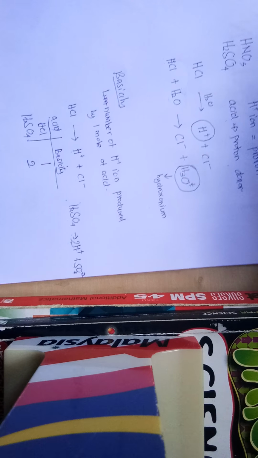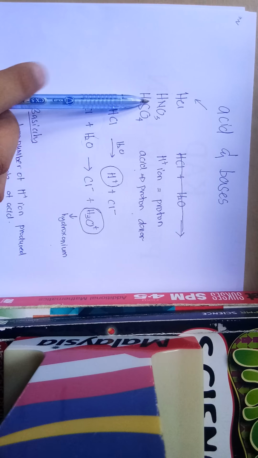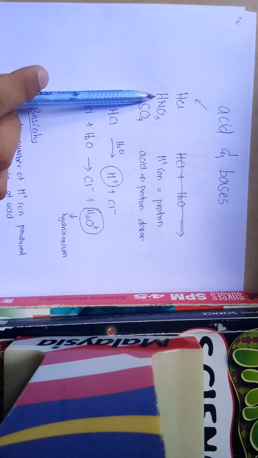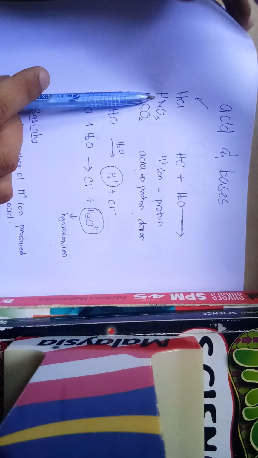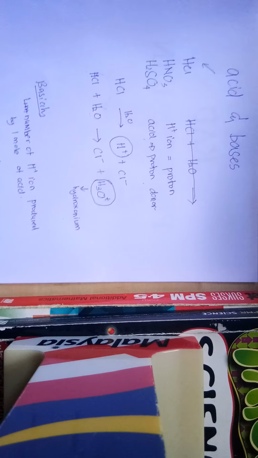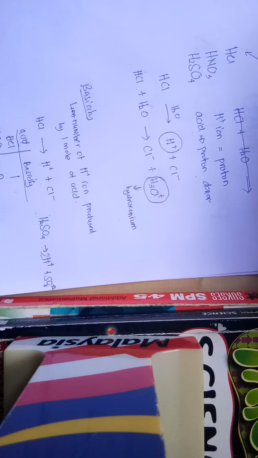Okay, the simplest way for you to understand basicity is to look at the number of acidic hydrogens in the structure itself. For sulfuric acid, you see here the hydrogen is 2, so the basicity is 2. For HCl, the number here is 1, so the basicity is 1. Let's look at nitric acid. If you see here, hydrogen is 1, so you know the basicity of nitric acid is also 1.